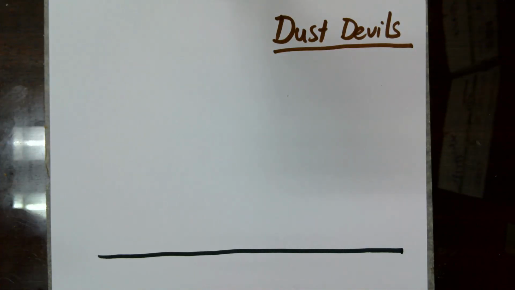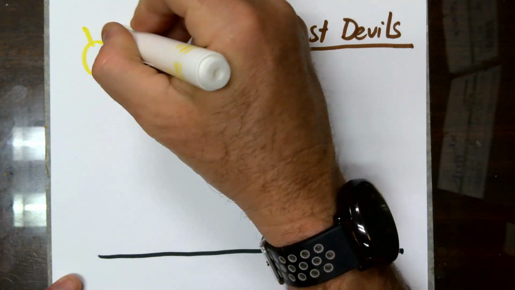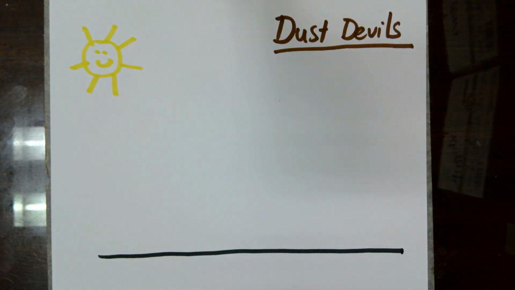So we're going to take a look at a special particular kind of thermal called a dust devil. Remember that a thermal is a small patch or a small column of rising hot air. Well, where does the heat come from? It always comes from the sun. So we're going to have thermals and we're going to have dust devils on nice, hot, sunny days.